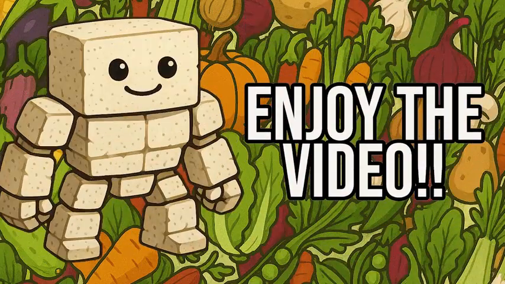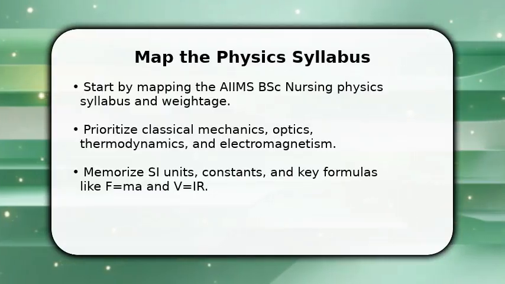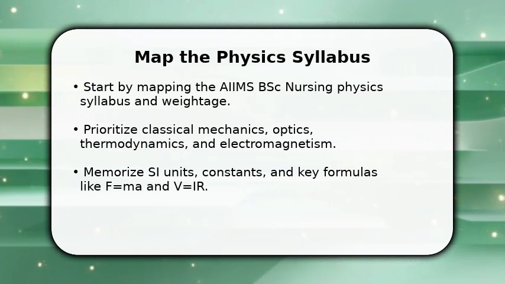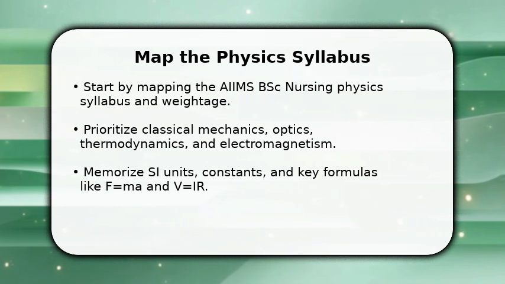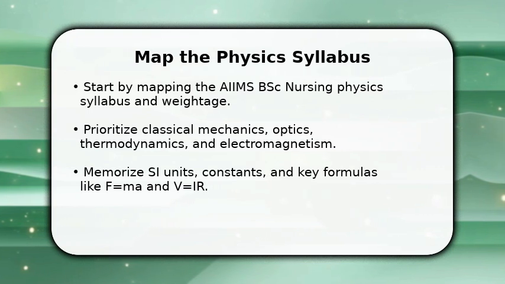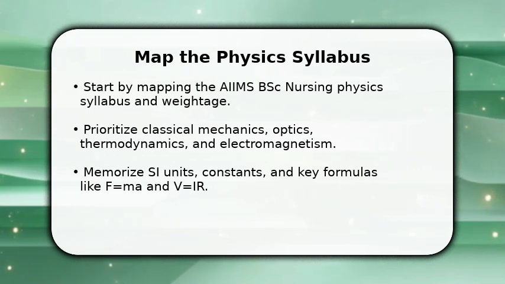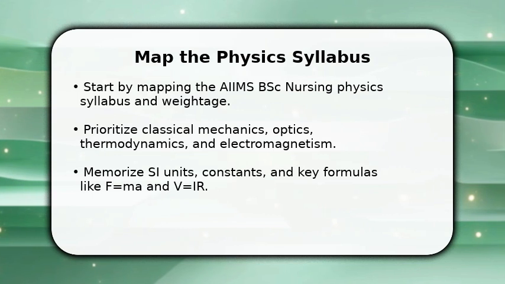Please enjoy the video. Start by mapping the IAIMS BSc Nursing Physics syllabus and weightage, listing chapters and expected marks per unit so you allocate time correctly. Prioritize classical mechanics, optics, thermodynamics, and electromagnetism while noting common question patterns and recurring subtopics.